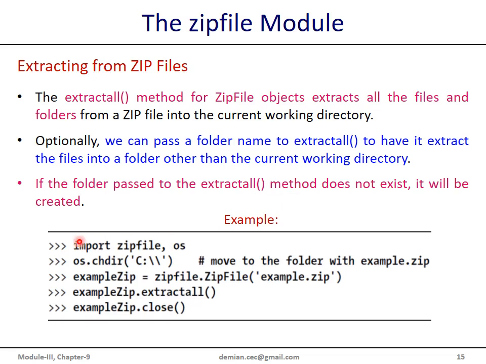Here is a simple program. We create the zip file object and then we invoke the method extractall, and this method will extract all the contents of the zip file example.zip into the current working directory.